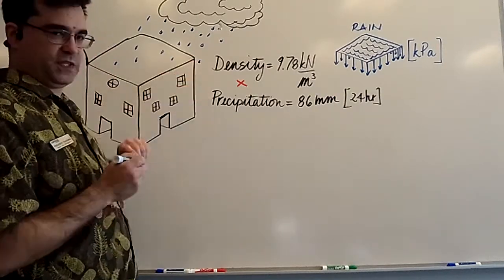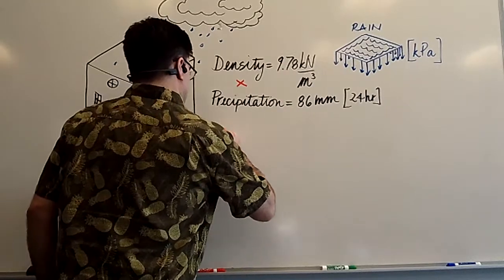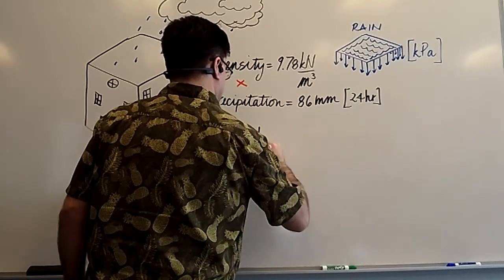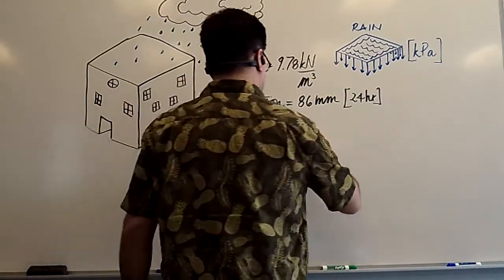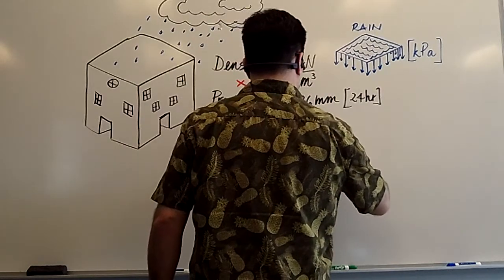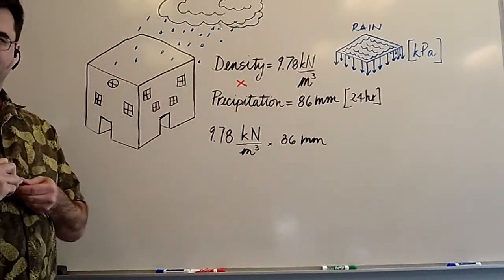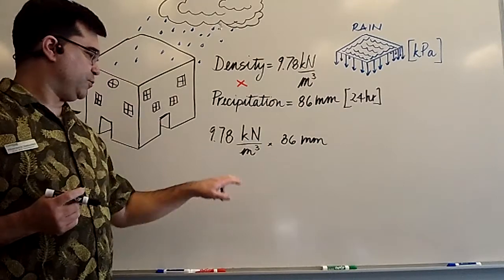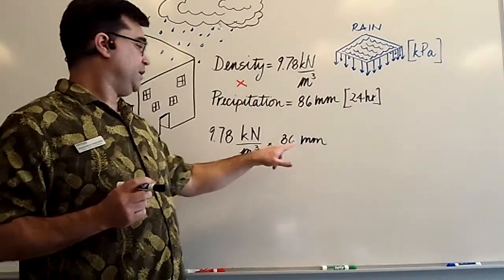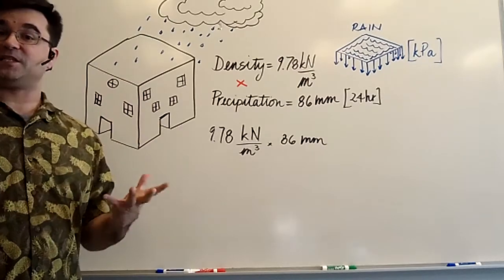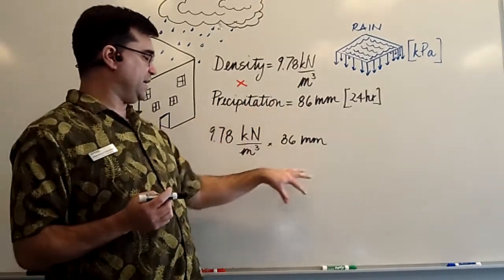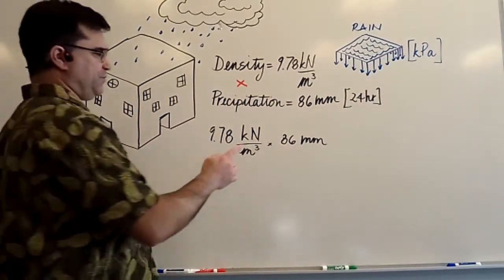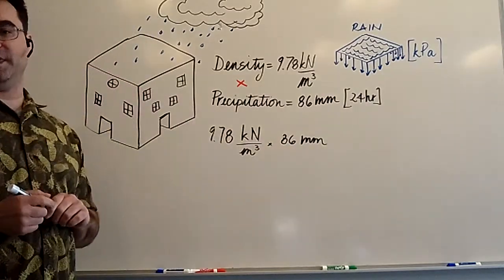If we do density times precipitation, we get 9.78 kilonewtons per cubic meter times 86 millimeters. These units don't work out. Either we need to convert this meter cubed to millimeters cubed, or this millimeter to meters. That's the only way that we're going to get this to work out so that it balances out to give you kPa. So in this case, I choose that I'm going to convert 86 millimeters to meters.